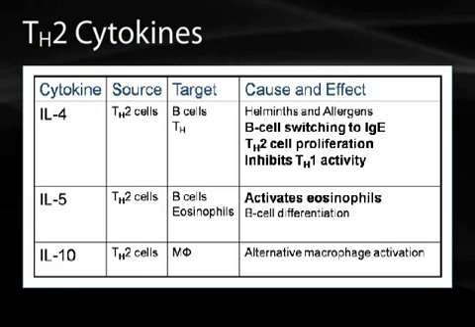The Th2 cytokines that are important to know are IL-4, IL-5, and IL-10. IL-4 is really important and involved in B cell switching to IgE. Remember, we said that these Th2 cytokines can be involved in class switching. Well, IL-4 is important in switching to IgE. IL-4 is also important in inhibiting Th1 activity. IL-5, remember, is really important in activating eosinophils. Also involved to some extent in B cell differentiation and class switching.